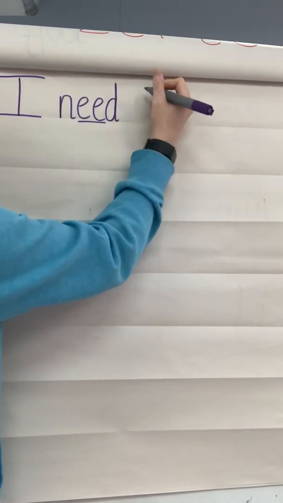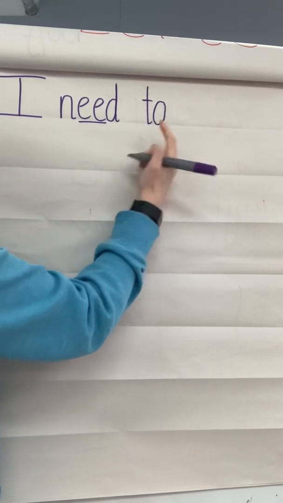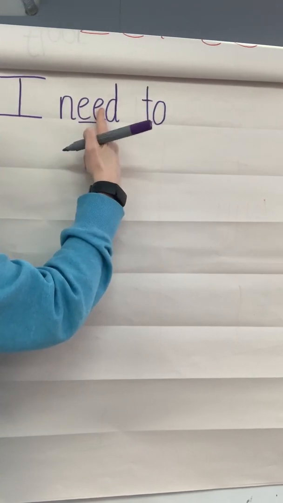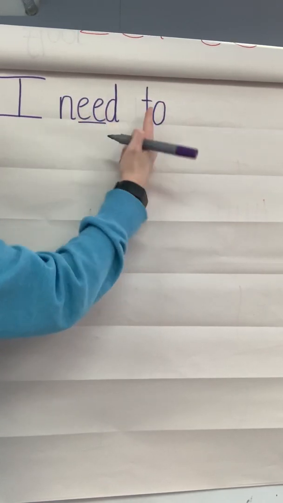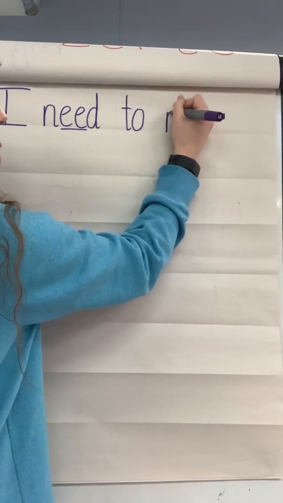Finger space. To. Now if you have a look at my letters, you will see that the height of the ascenders is the same, so the D and the T. The curly letters, the lowercase letters are the same height. You need to get them all the same height now. That's what we're trying to do in year 2. I need to mop. That's a nice, easy CVC word.